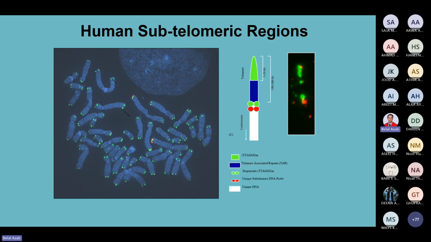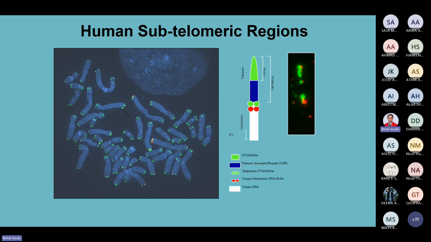The subtelomeric region is a little bit more specific to certain chromosomes. So if you see a red color here, it is because the sequence of the subtelomere is unique to this chromosome, and other chromosomes have a different subtelomeric sequence.